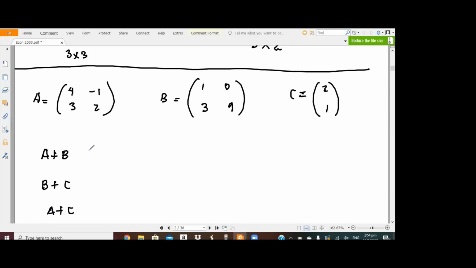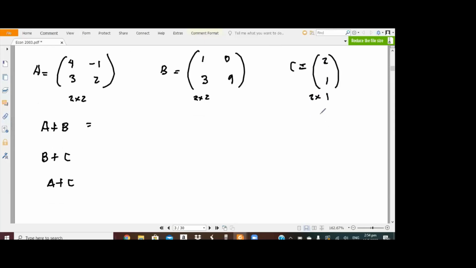Let's demonstrate using this. The first thing is to ask yourself, what is the order of all the matrices? For A, the order is 2 by 2. For B, the order is also 2 by 2. And for C, the order is 2 by 1 because we have 2 rows and 1 column. Now, can I find A plus B? The only way we can add or subtract two matrices is if they have the same order. Given that A and B both have the same order, we can go ahead and add them.